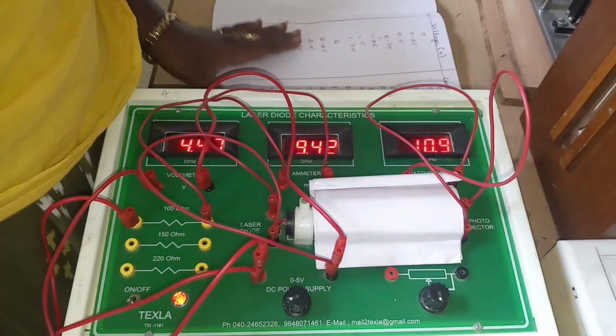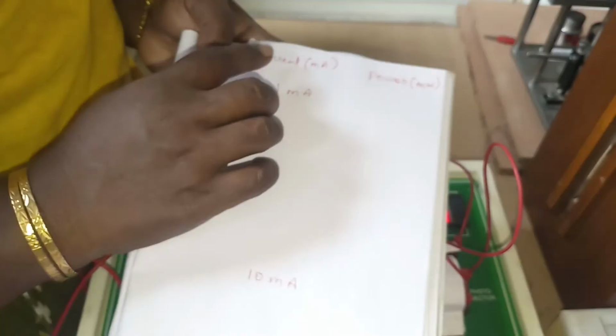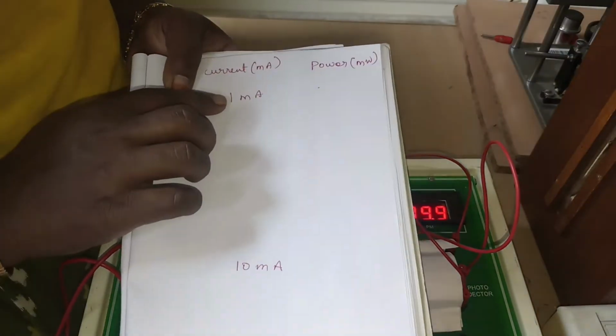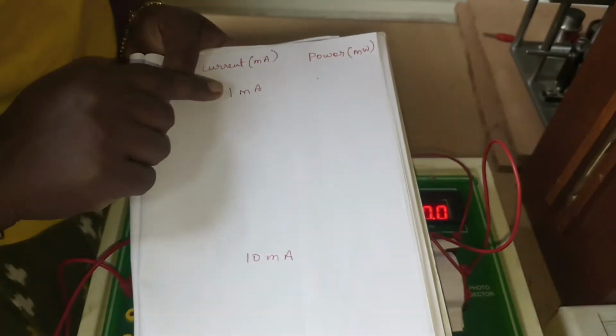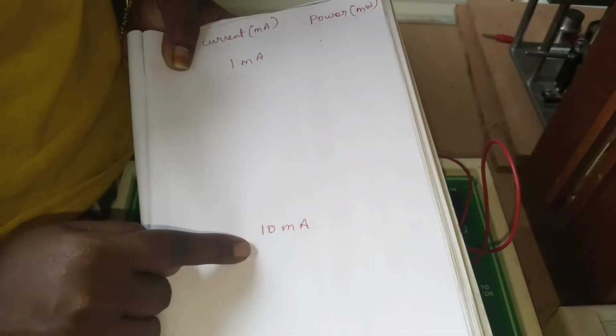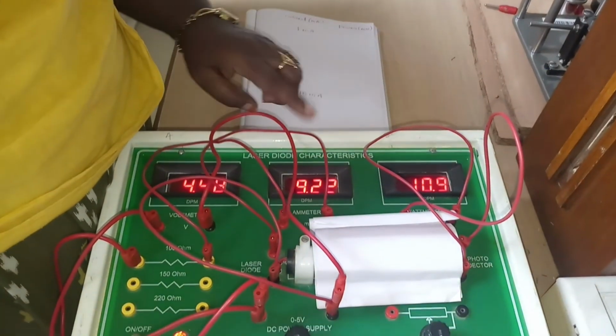Okay, the same tabular column we have to draw: current and then power. The current unit is milliampere in the board, and power is milliwatt. For 1 milliampere, what is the power? Like that we have to take up to the maximum current, 10 milliampere. So 10 values we will take and draw the graph for this. So that's all about the laser diode characteristics.